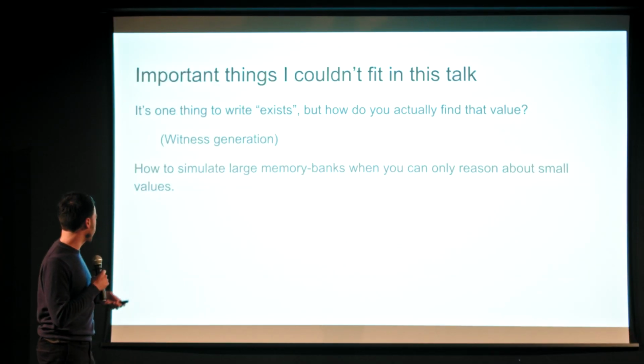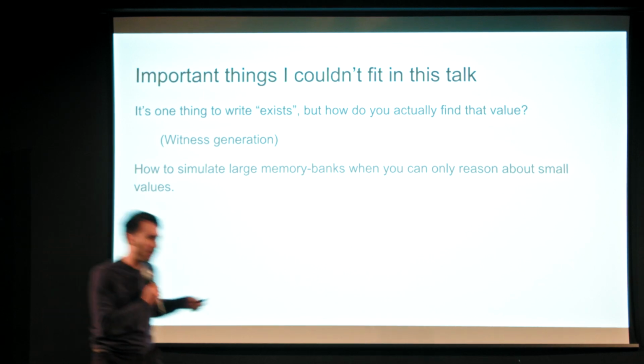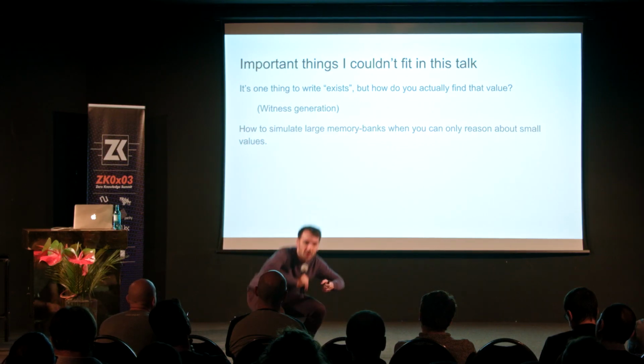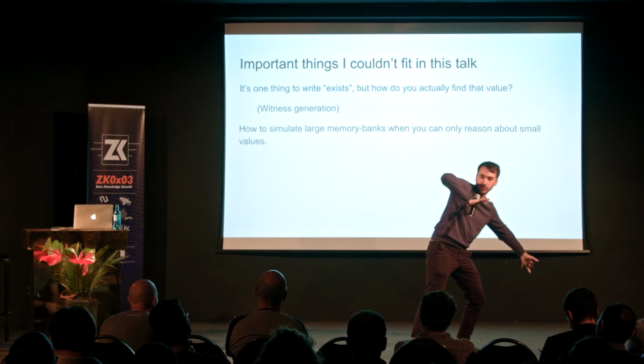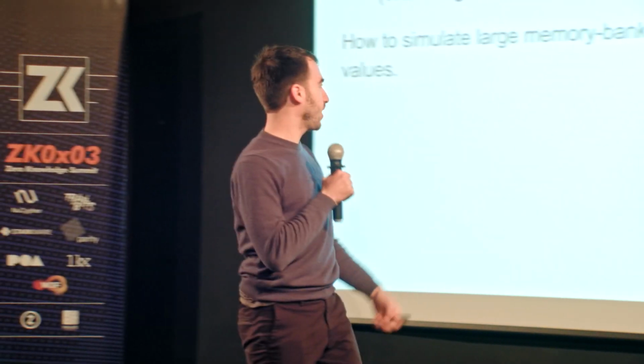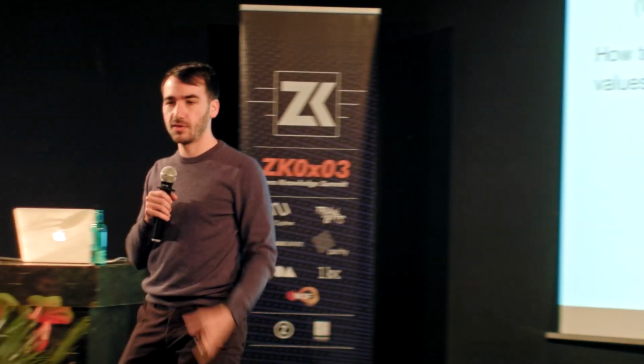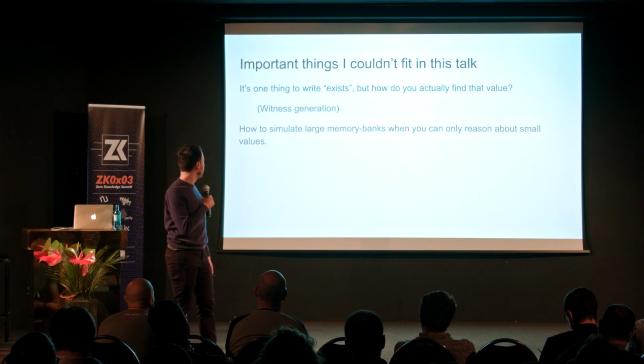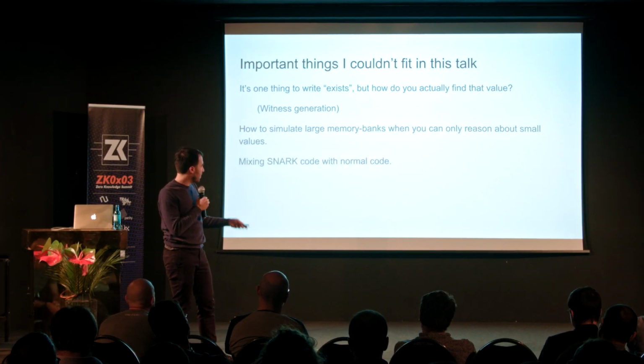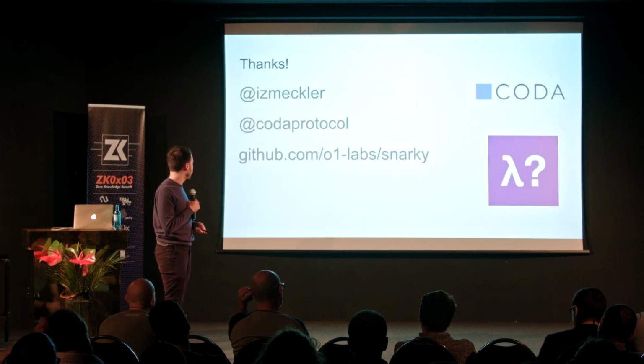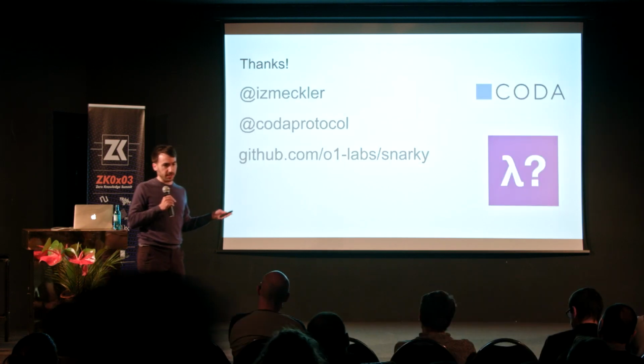And the other thing I didn't talk about is how to simulate large memory banks. Remember when I was like, oh, you're a small CPU and the giant memory is over here and you need to reason about it. So I didn't talk about how to simulate that. That's an interesting technique. There's a lot of cool efficiency hacks you can do there too. But I also didn't talk about mixing SNARK code with normal code. It's another important thing. And that's pretty much all I have, so thank you.